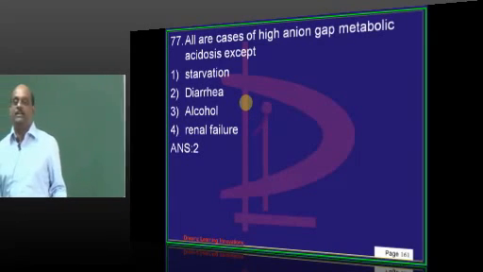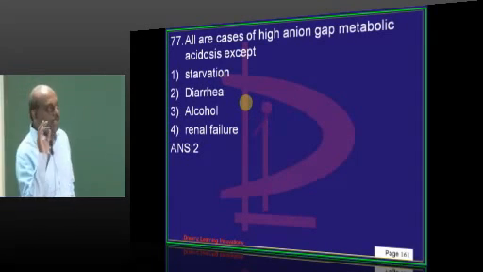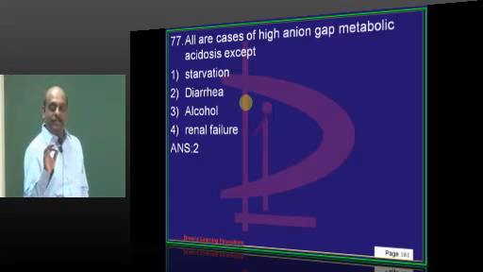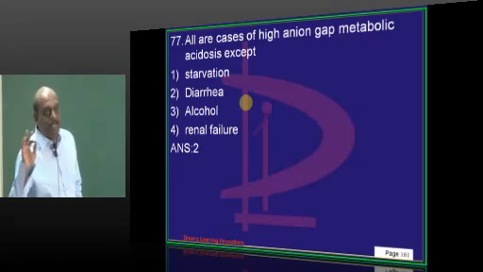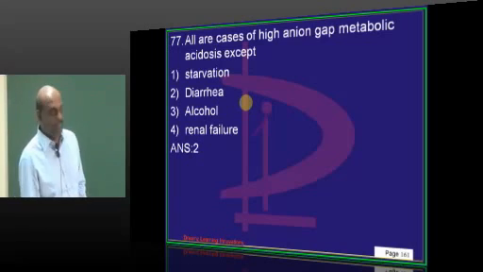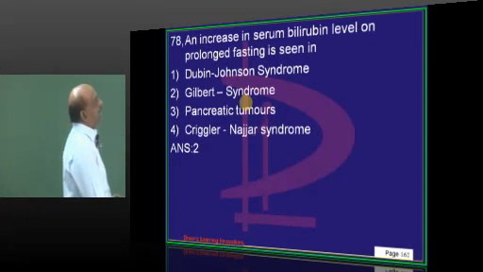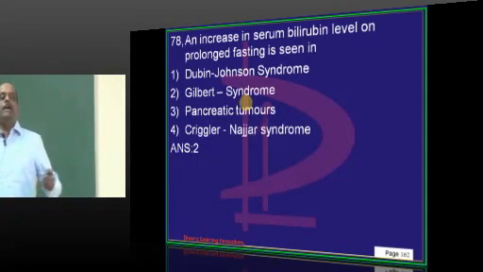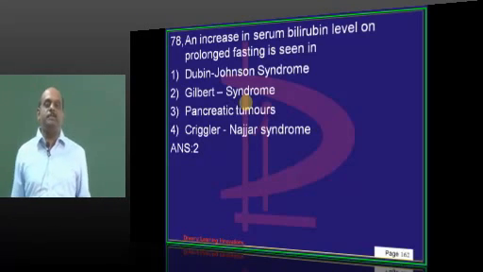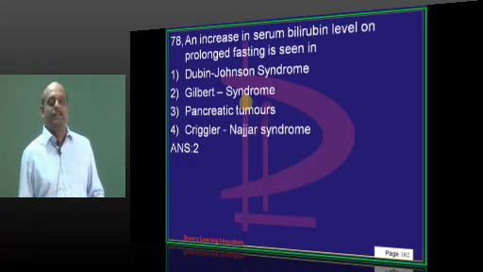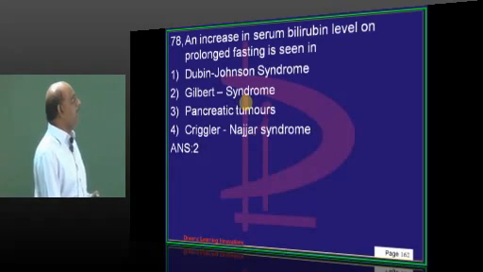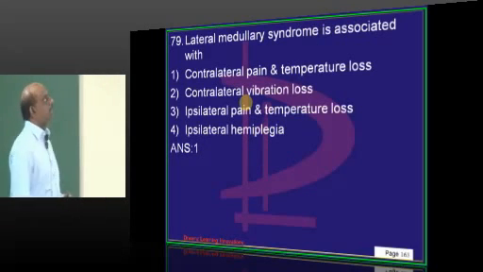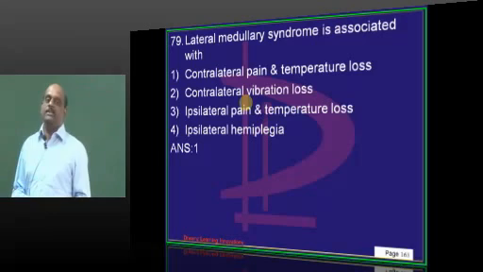This is a beautiful question. Renal tubular acidosis and diarrhea are examples of normal anion gap metabolic acidosis. If hyperbilirubinemia comes on fasting, on exercise, on starvation, think of Gilbert. Doctor, this is a beautiful question.